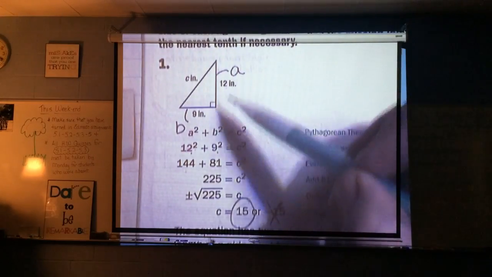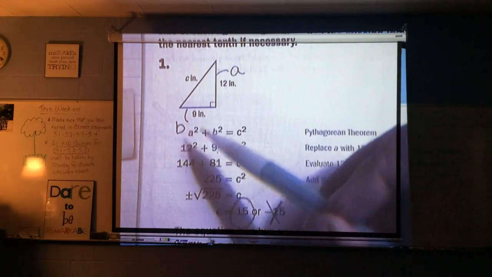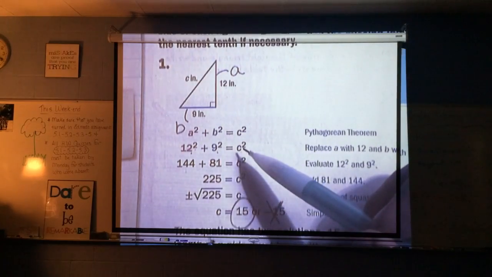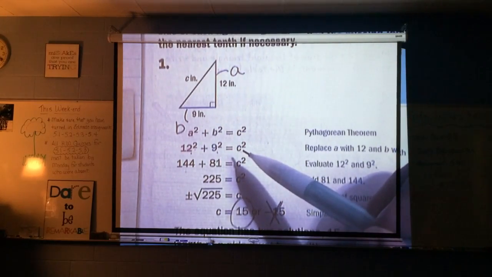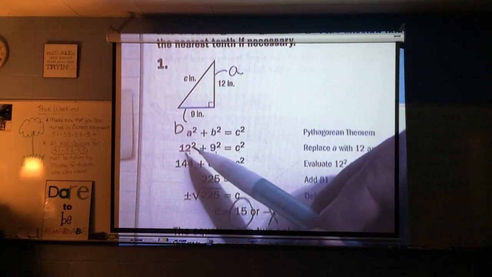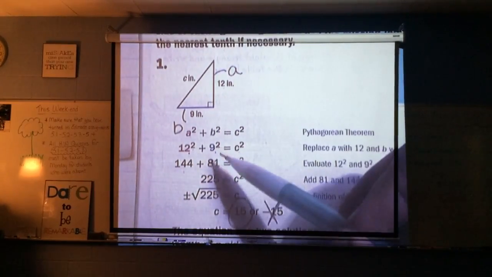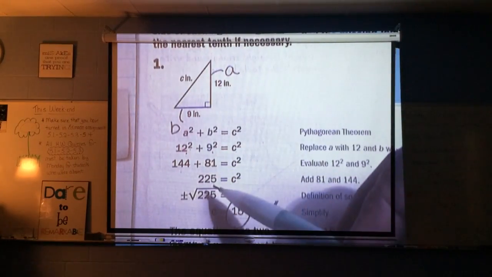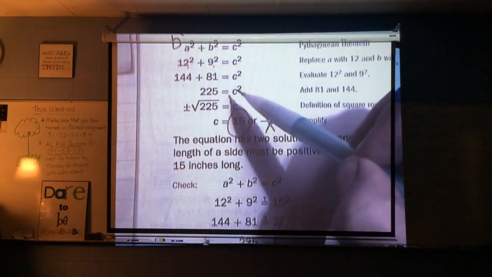A is 12, so we're going to substitute 12 in for A. B is 9, put that in for B, and we're going to try to find C. Using the order of operations, you have to do your exponents before you do your addition. So 12 squared is 144, 9 squared is 81. When you add 144 and 81 together, you get 225 equals C squared.